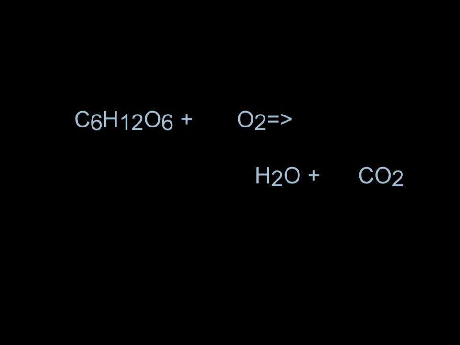To start cellular respiration, we need oxygen and sugar. What we get out of it is water and CO2. This is the balanced chemical equation.